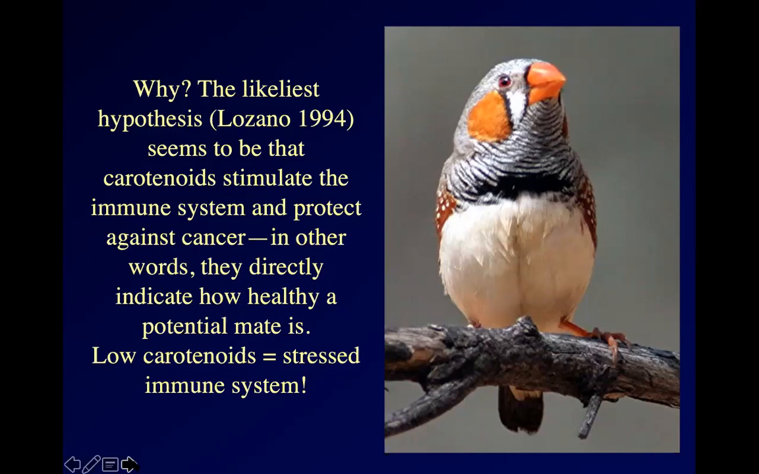So that seems to be a reasonable explanation for why, in a number of species, it's not just bright colors, it's reds and oranges and yellows. It's also why you should eat your carrots and tomatoes, by the way. They're good for you too. Even though we don't usually pick mates on the grounds of how orange they are.